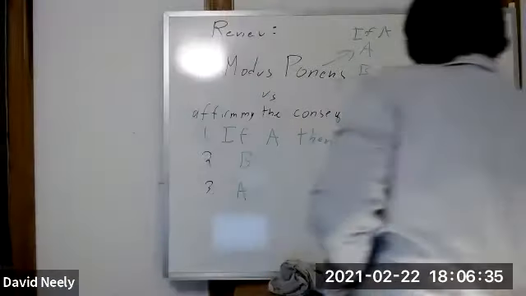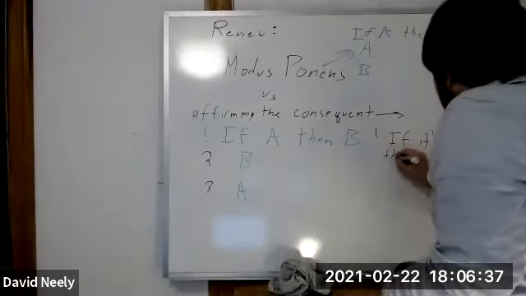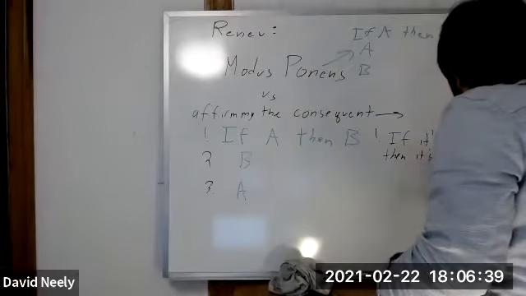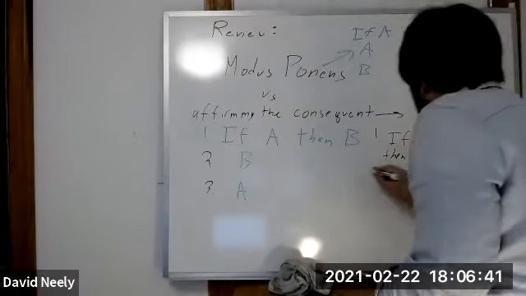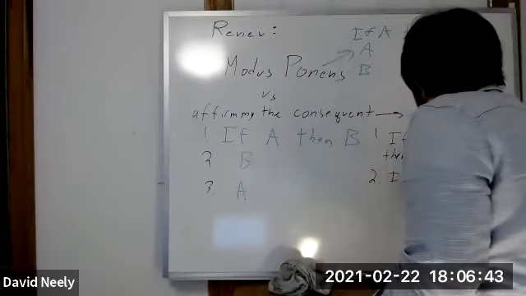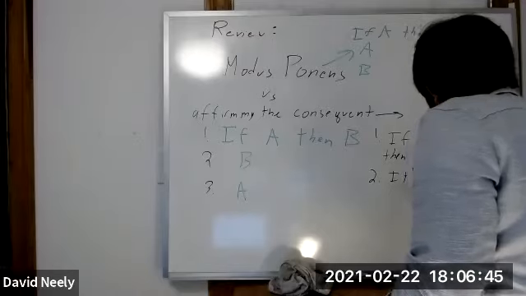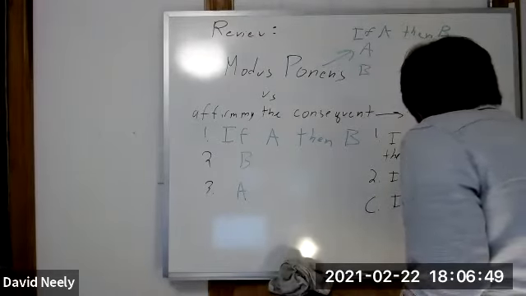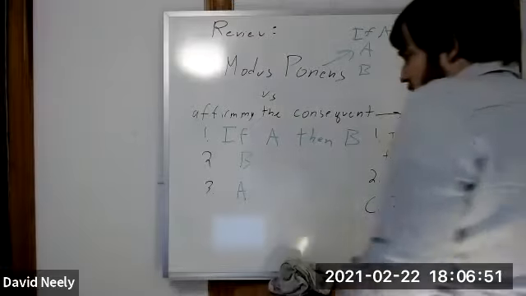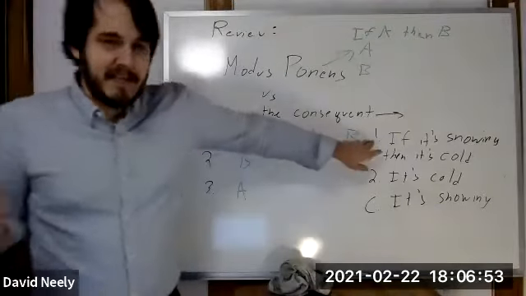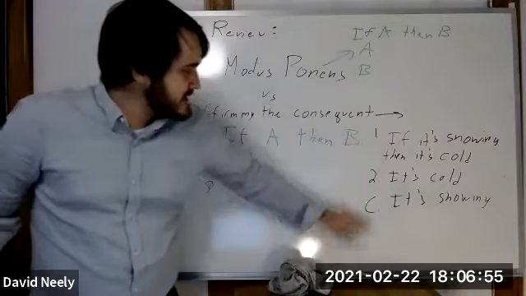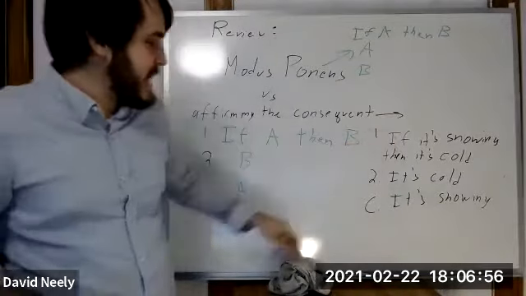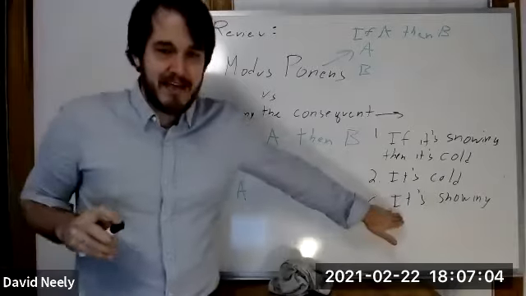If it's snowing, then it's cold. Second premise, it's cold. Conclusion, it's snowing. Now, why isn't this valid? If you start with the premise, if it's snowing, it's cold, and the other premise, it is cold right now, is that a guarantee that it's going to be snowing?